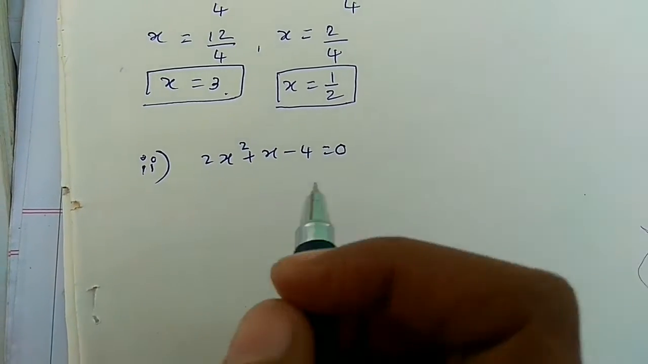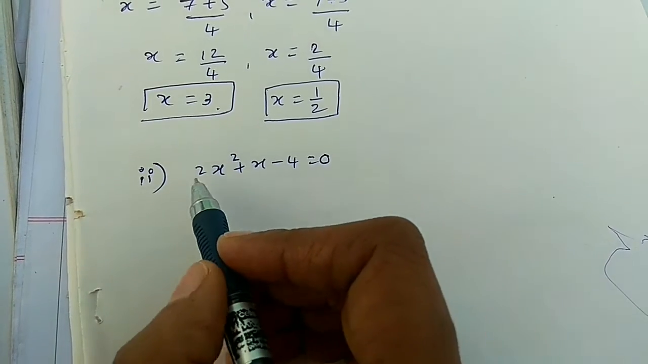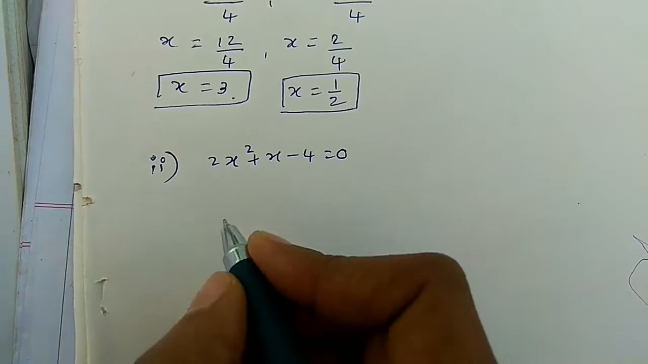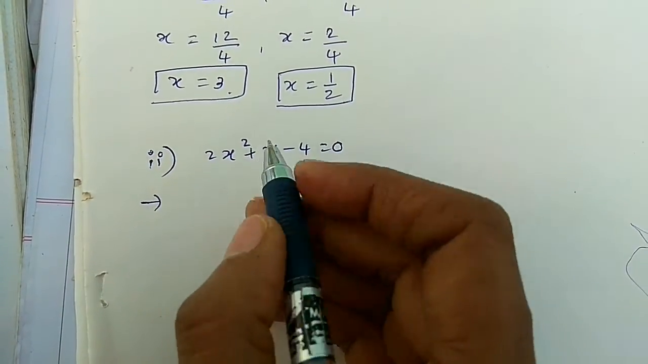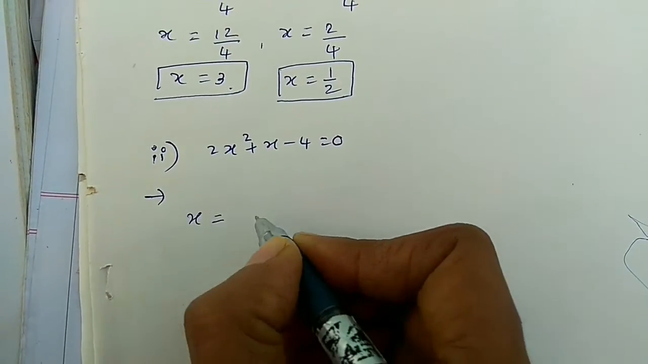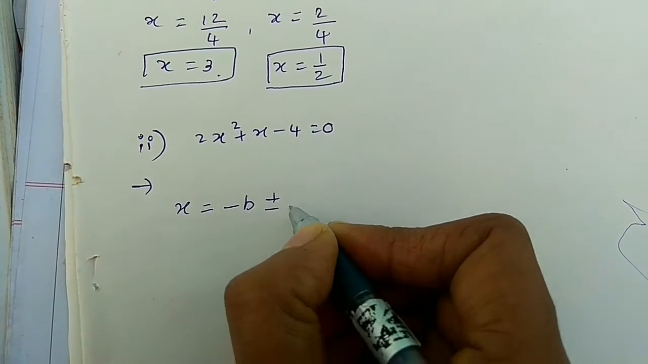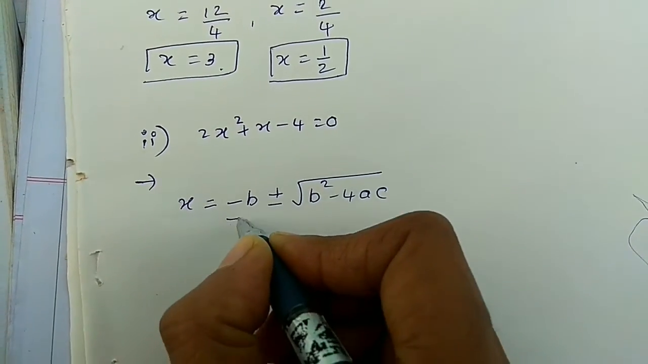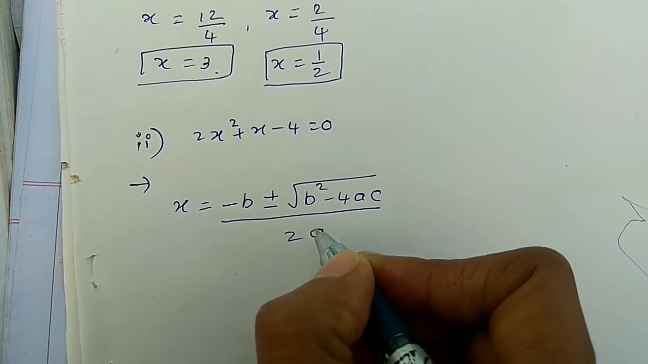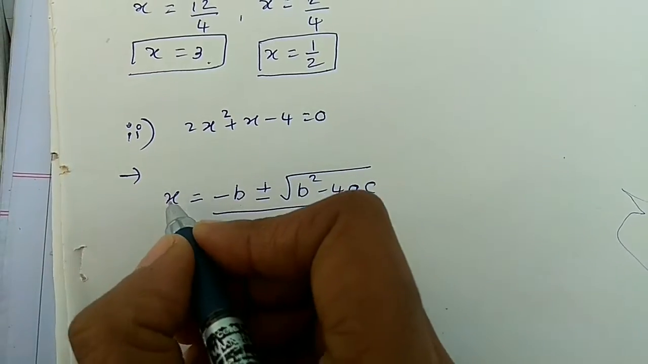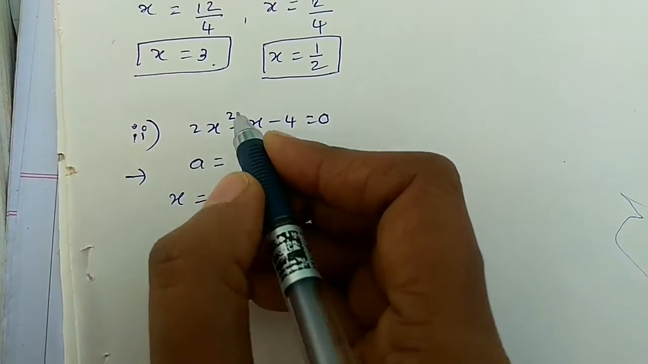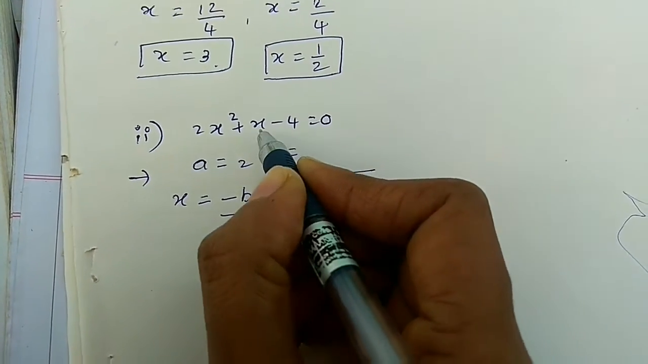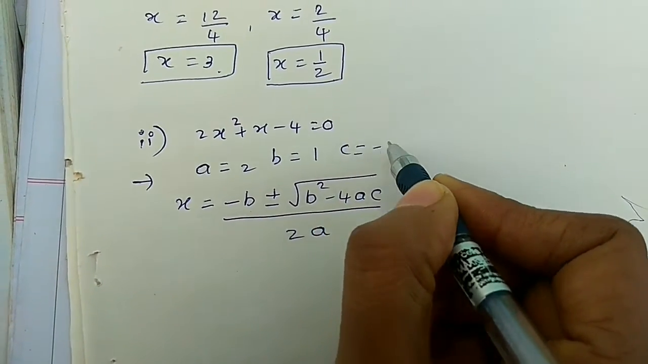Now we will solve the second example, that is finding the roots of this quadratic equation by the quadratic formula. Before writing it, you all know the formula, that is x equals minus b plus or minus square root of b square minus 4ac, whole divided by 2a. We should know a, b, c to find the value of x. From this quadratic equation, a is 2, b is the coefficient of x, that is 1, and c is a constant, that is minus 4.